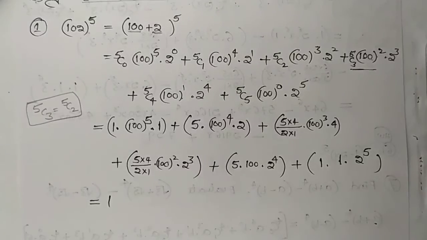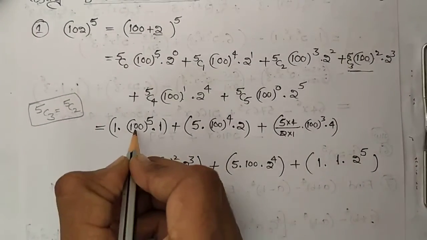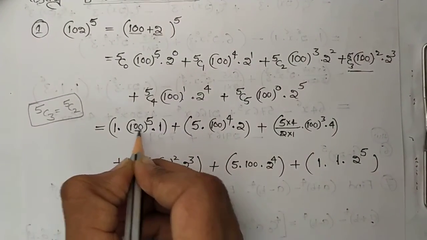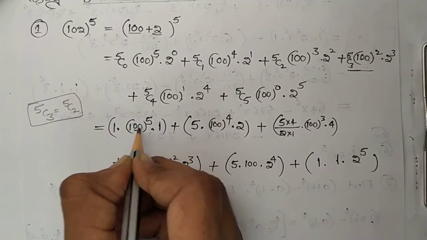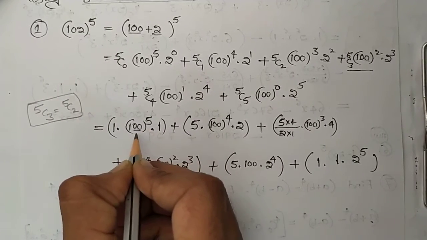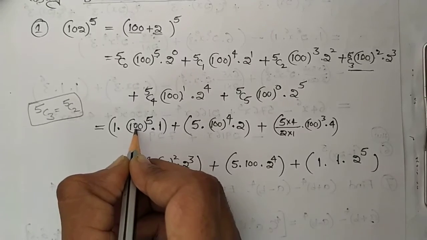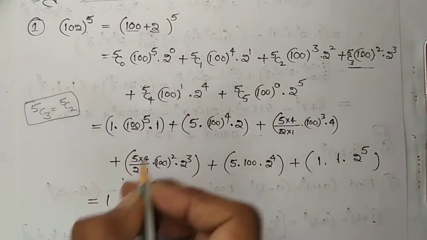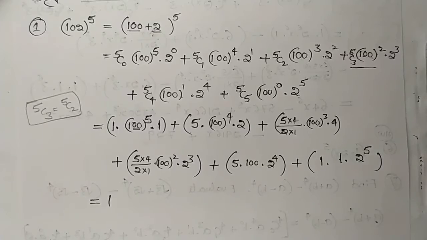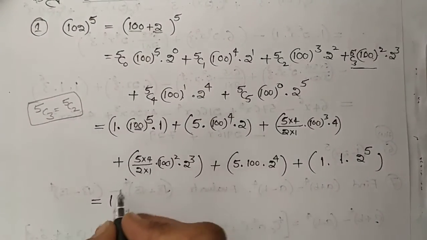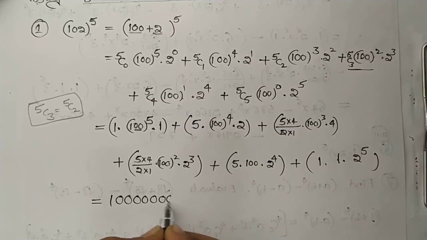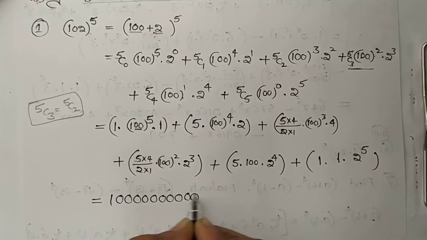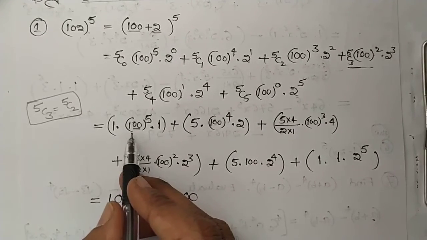Write 2 zeros 5 times. How to find 100 whole power 5? Write 2 zeros 5 times. 2 into 5 is 10, so 10 zeros. Okay? That means 10 times. 1, 2, 3, 4, 5, 6, 7, 8, 9, 10. Or else you can use the calculator.